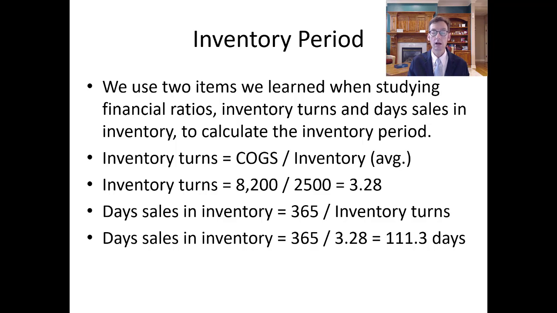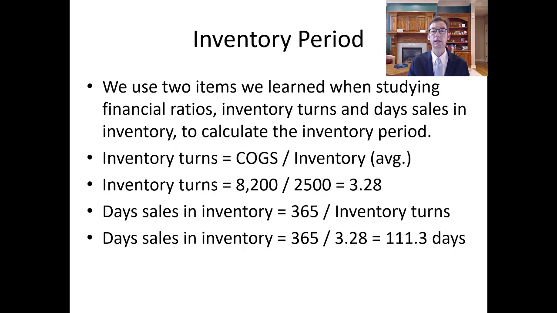So in this case, our cost of goods sold is $8,200. That comes from the income statement. And our average inventory level is $2,500. That tells us that our inventory is turning 3.28 times per year. How do I know per year? Because that cost of goods sold is reported on a per year basis.